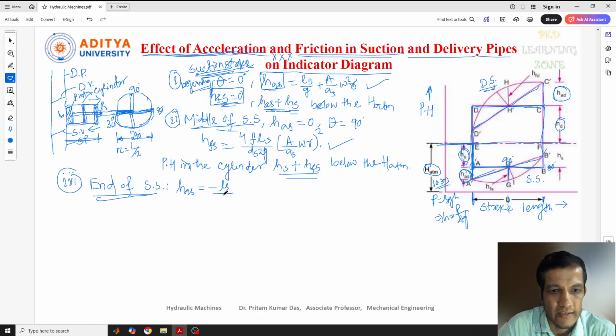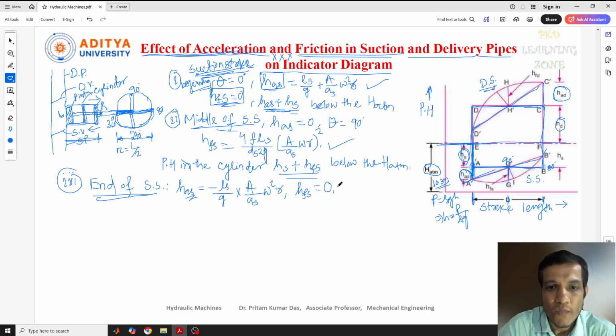And this is LS, again the same thing: g into A by a_s, and this is omega square R. This is about the HAS. Similarly, again we need to find out the HFS. The HFS will be the loss of head due to friction in the suction. At the end of this suction stroke, this will be 0. Why is it 0? Because at the end of the stroke there will be no flow. No flow means no friction, that's why 0. At the starting also it is the same thing: there is no flow, it is in a silent condition, so there is no friction, and that's why HF is 0, there is no loss of head.